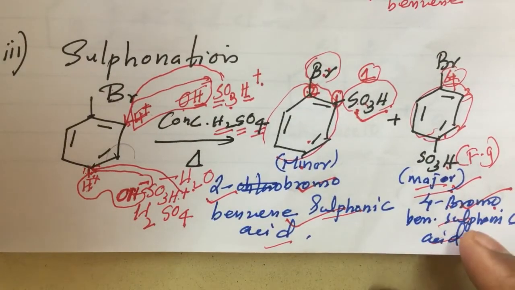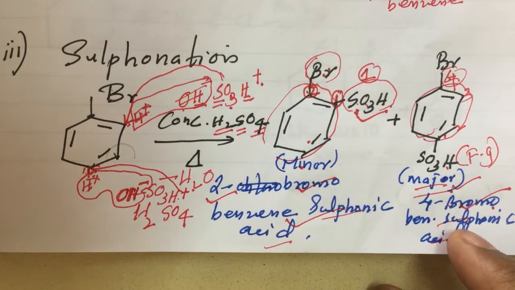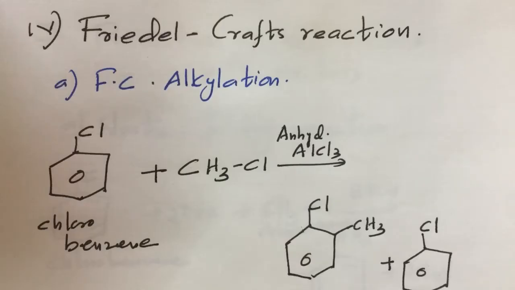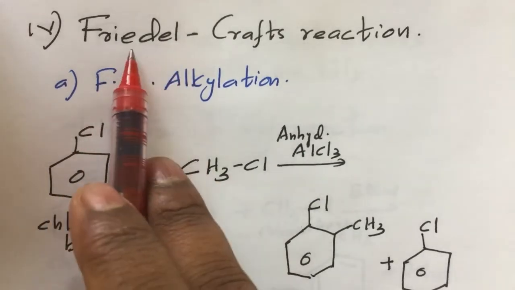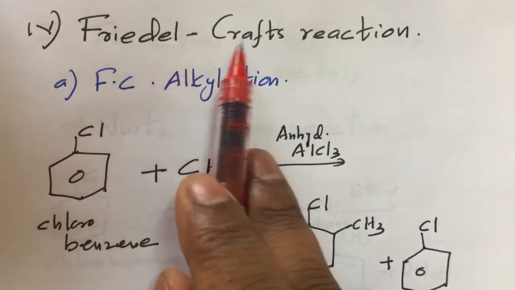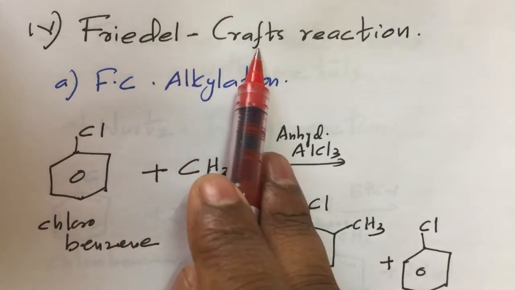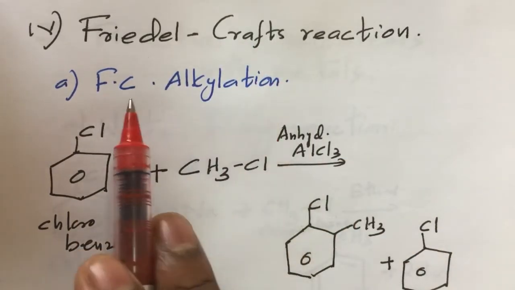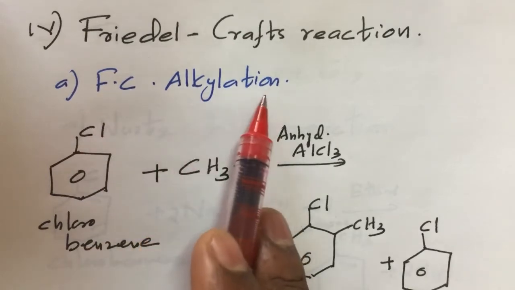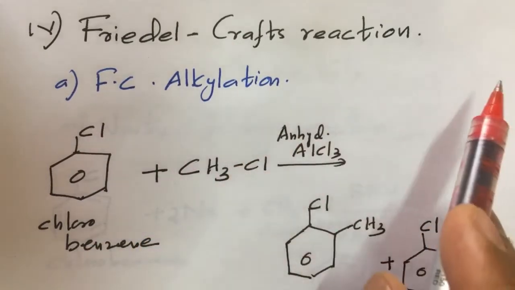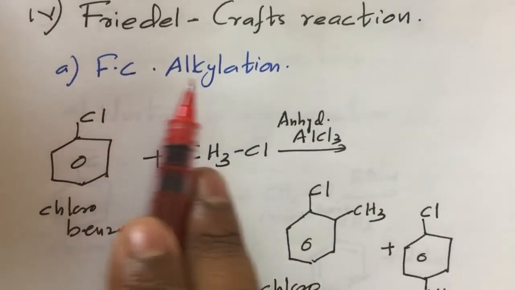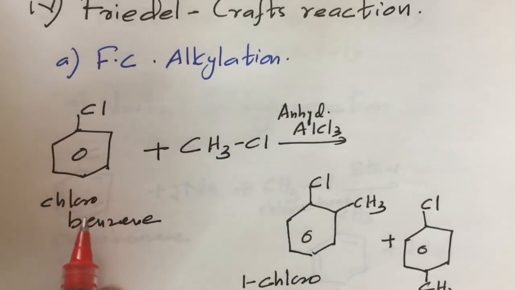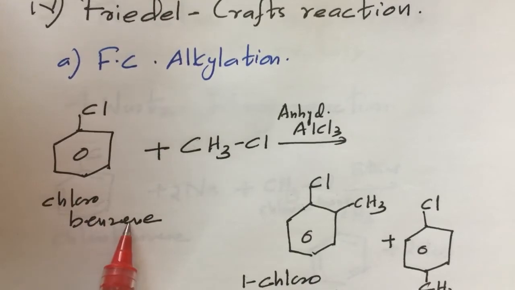Okay, clear? Now we'll move to another example of electrophilic substitution reaction of halogen. The next example is the Friedel-Crafts reaction. There are two types of Friedel-Crafts reaction: Friedel-Crafts alkylation and Friedel-Crafts acylation. In Friedel-Crafts alkylation, the starting compound is haloarene. Here the haloarene is chlorobenzene.